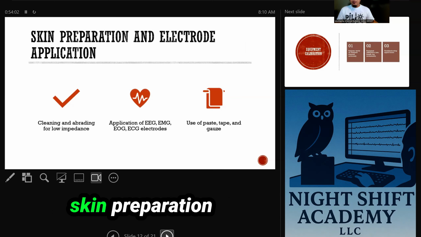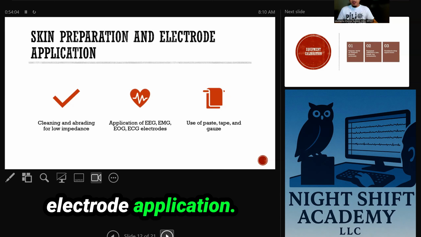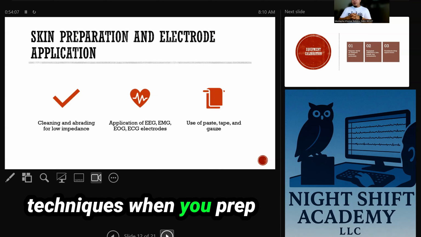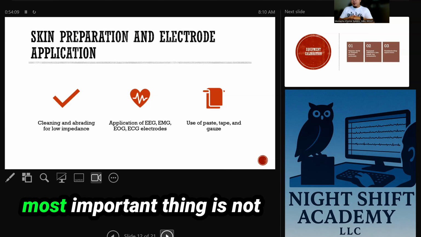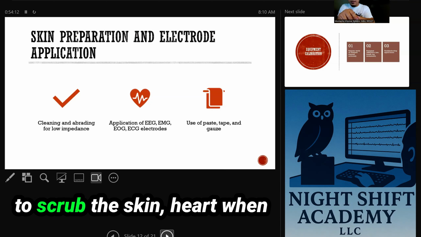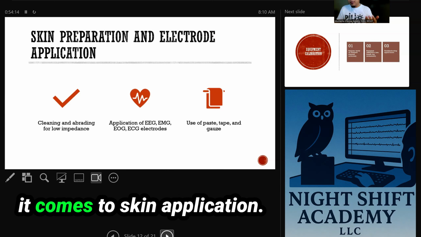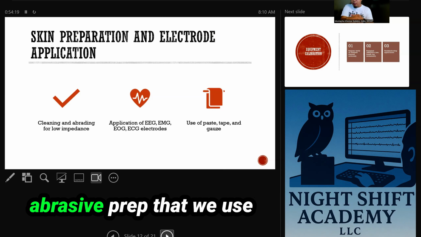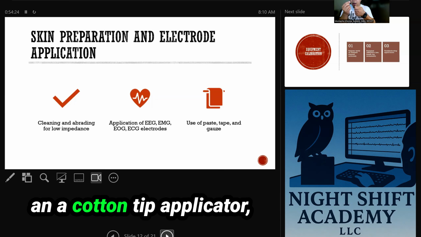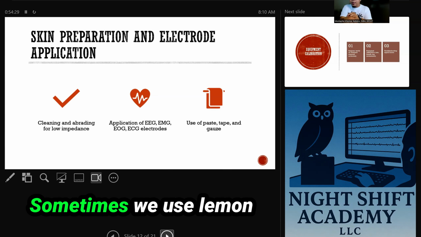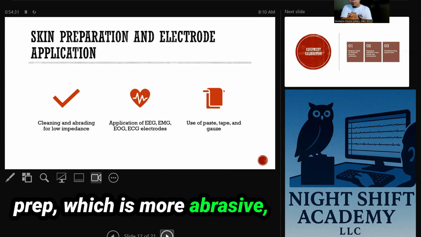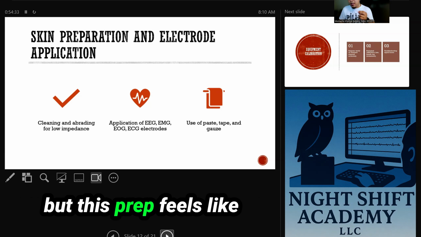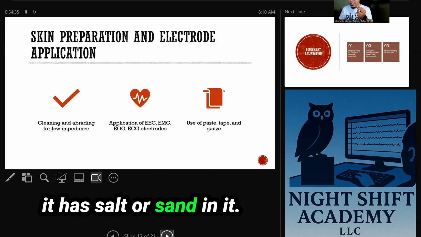Now, let's talk about skin preparation and electrode application. There are different techniques when you prep the patient's skin. And the most important thing is not to scrub the skin hard. When it comes to skin application, we already use an abrasive prep that we apply with a cotton tip applicator, like a Q-tip. Sometimes we use lemon prep, which is more abrasive, but this prep feels like it has salt or sand in it.